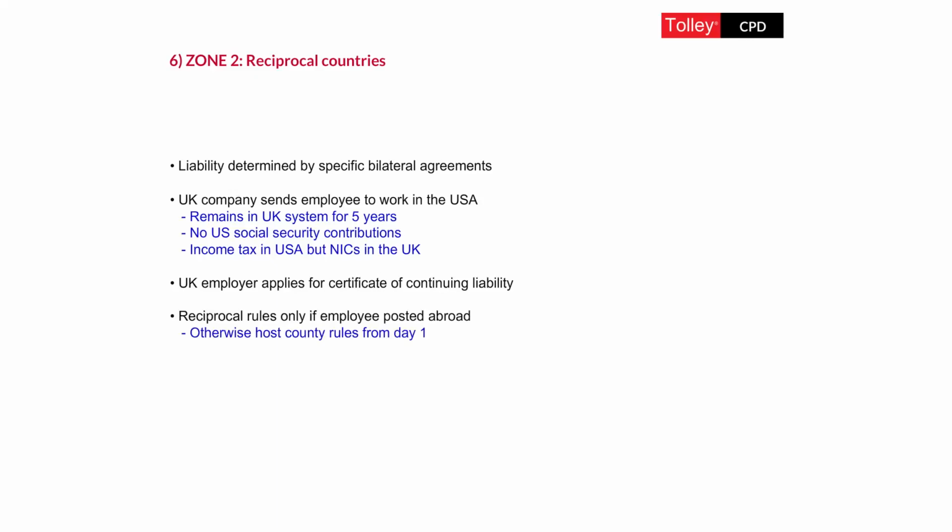Now, these reciprocal rules only apply if the employee is posted abroad. They don't apply if an employee gives notice to their UK employer and then goes and works in the US. This would be an example where these rules would apply. If, let's say, for example, I had a UK accountancy firm and on a newly qualified member of staff qualifying, they would send them to the US for a 2-year posting or a 3-year posting. So that's what this is looking at. Now, Zone 2 is also unchanged post-Brexit.